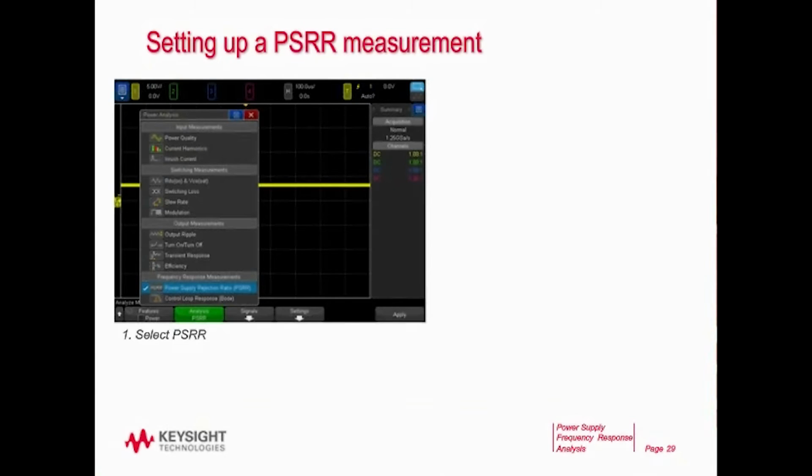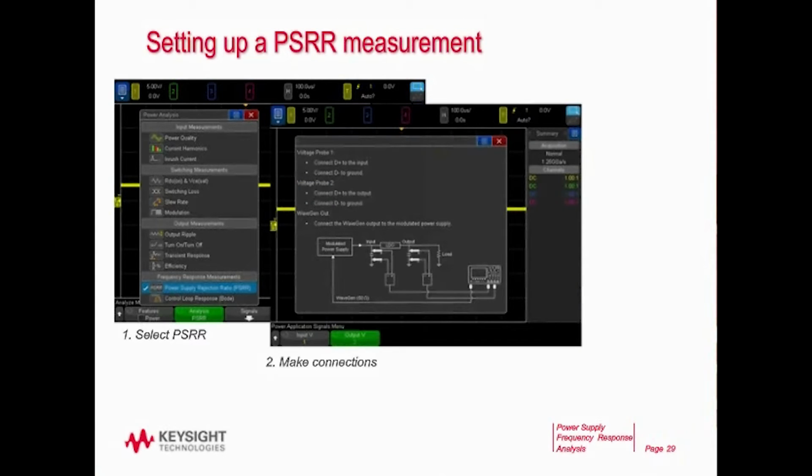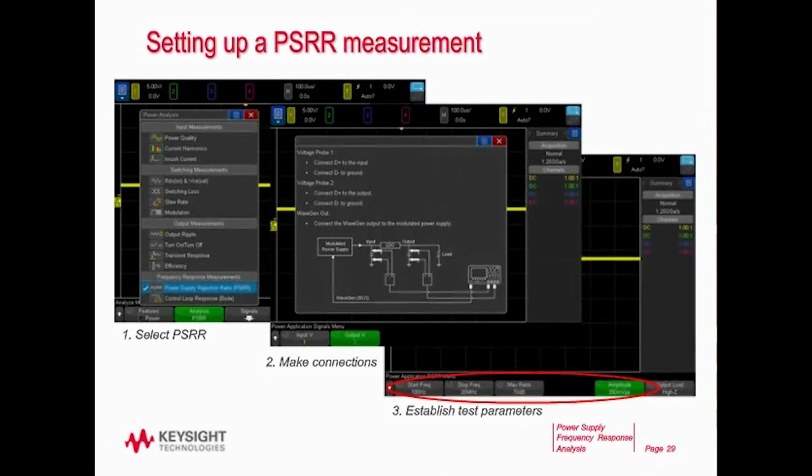So let's take a look how you set it up on the scope. You go into the Power app, which is an option on the scope. There's the pop-up list showing the various power measurements. Select the PSRR measurement. And then you go into what's called the Signals menu, and there's a pop-up screen that shows you a diagram, gives you some tips on where to connect your probes, how to modulate your DC input, and then you can also assign which of the scope's channels. If it's a 4-channel scope, you can use any of the 4 channels, which is V in, which is V out. And then there's a signals or setup menu where you can define your test parameters.